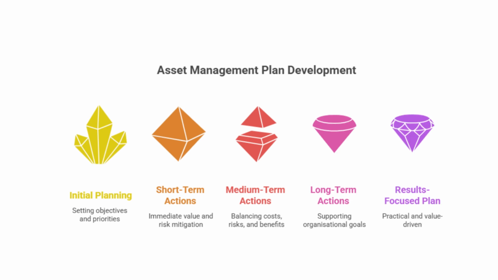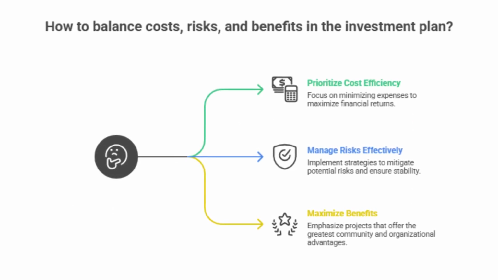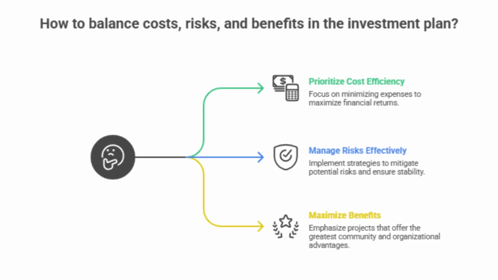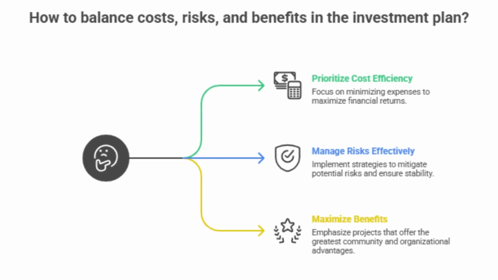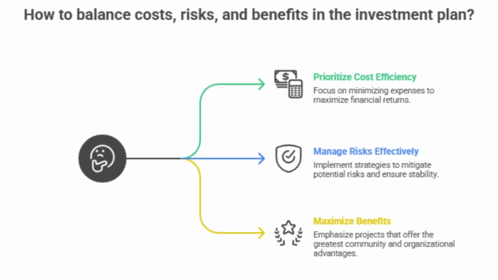Set clear objectives for the short, medium, and long term. Prioritize actions that deliver the most value and mitigate the highest risks. This keeps your plans practical and result focused. Use a simple decision-making framework to balance costs, risks, and benefits. This helps you justify your choices to stakeholders and regulators.